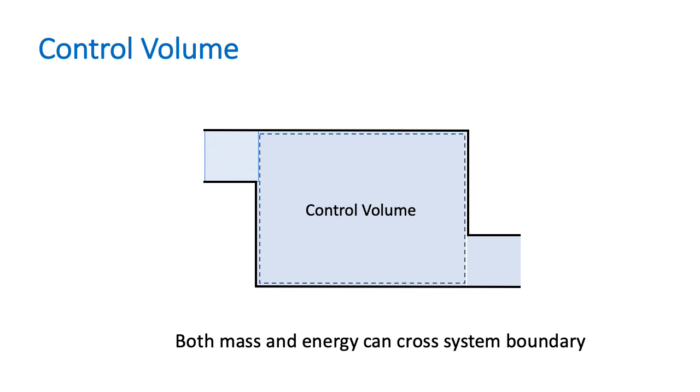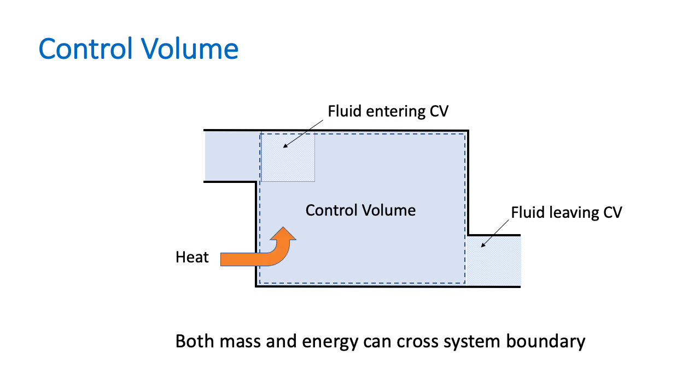A control volume has been defined as a system in which both mass and energy can cross the system boundary. So in this control volume, fluid both enters and leaves the control volume. Heat can be added to the control volume, and work can also be done on the control volume.